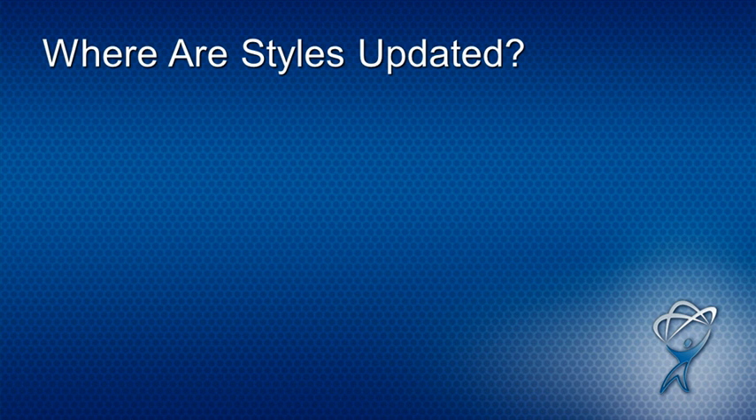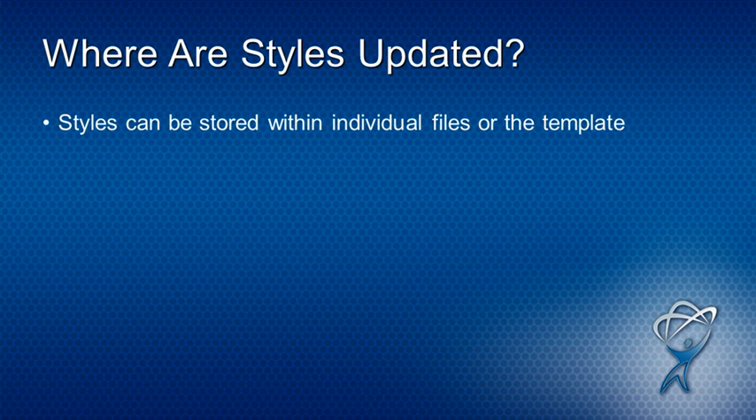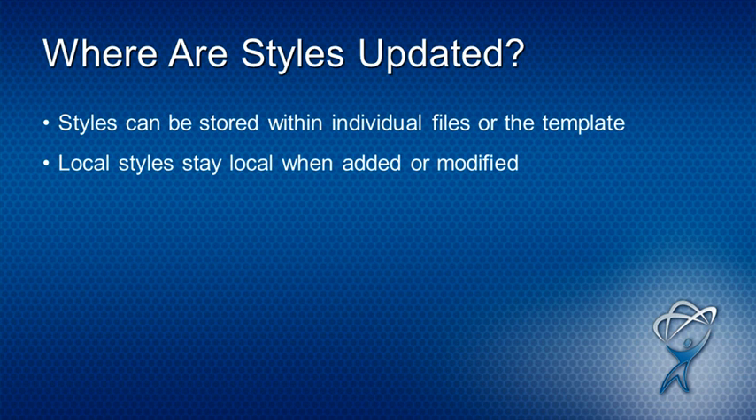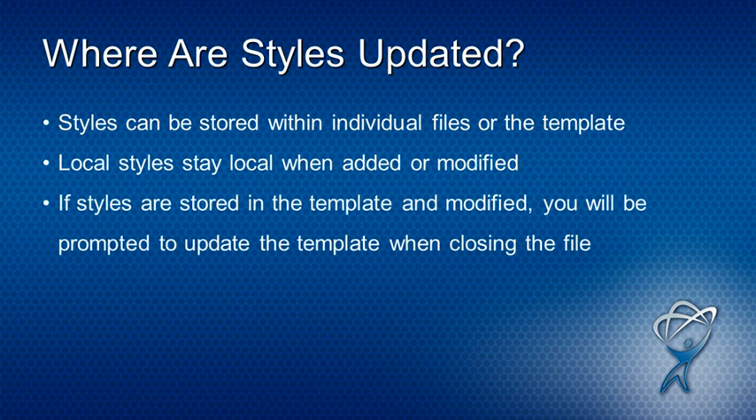But sometimes people want to know how things are updated when we use styles. Well, styles can be stored either within an individual file or they can be attached to the template. In other words, they're kind of local or global. Those are some terms that you'll sometimes hear. Local styles stay local when they're added or modified. So if I'm working with a local style and I change it somehow, it's going to be kept within that file as well.